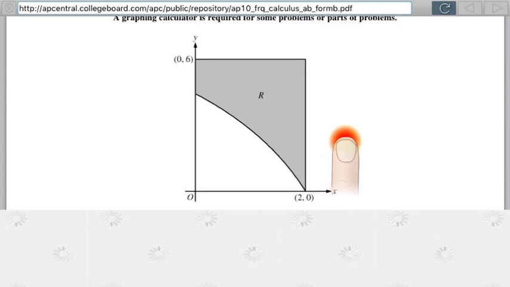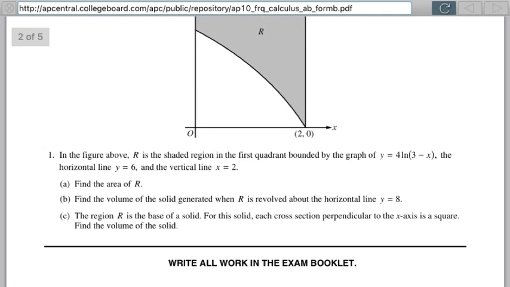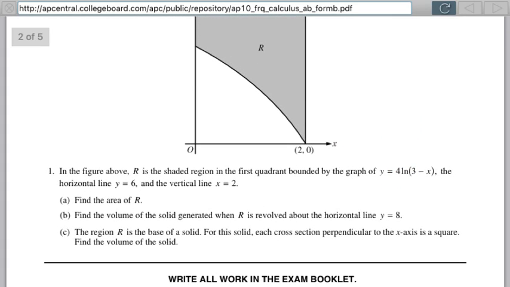The first part is asking us to find the area of the shaded region, or the area between the curve y equals 4 ln of 3 minus x, the horizontal line y equals 6, and the vertical line x equals 2. This vertical line x equals 2 is really just giving us this boundary when we're setting up our integral so that we know what our limits are. So we're going from 0 to 2.